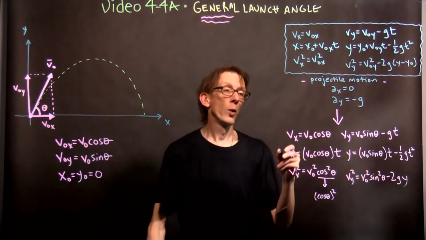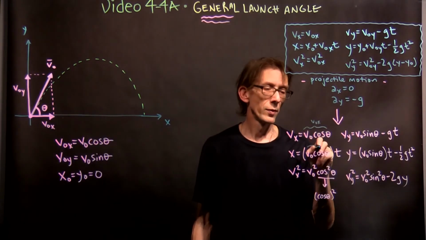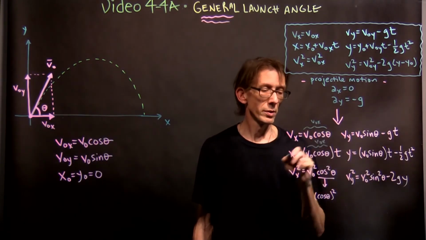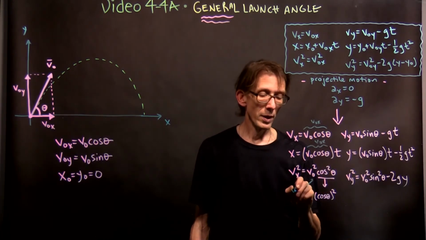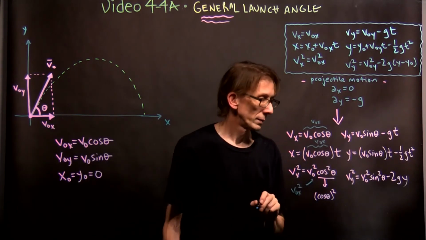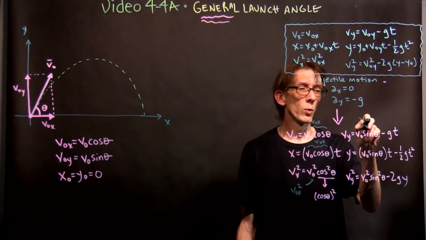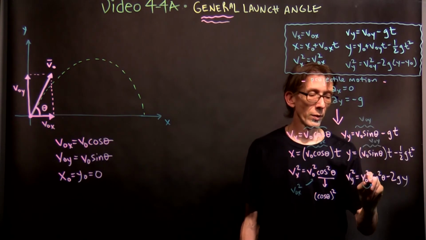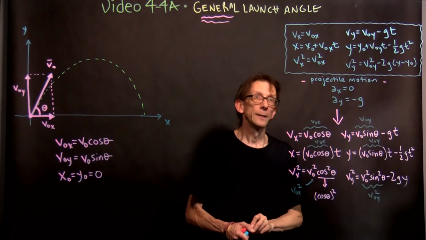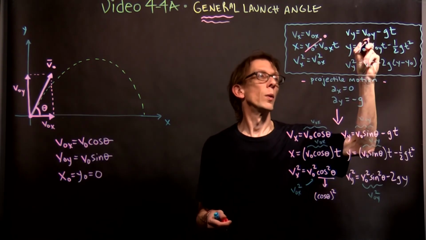So this was our V, that was V naught x. That is V naught x from the above equations, right? This whole thing here is V naught x squared. This came from V naught y. This came from V naught y. And this came from V naught y squared. And of course, the x naught went away, and the y naught went away.